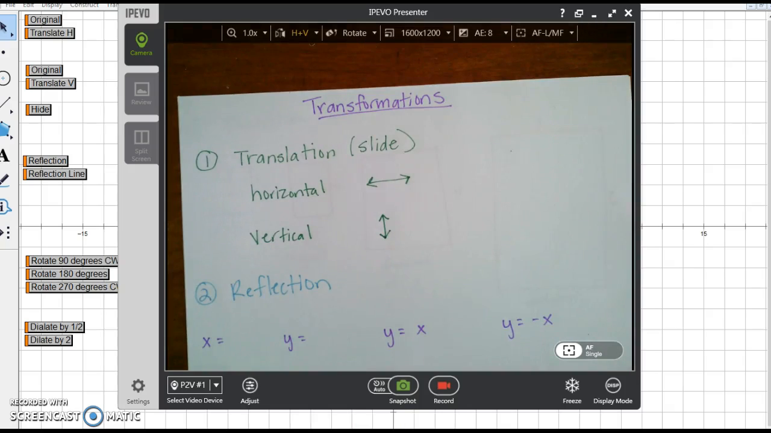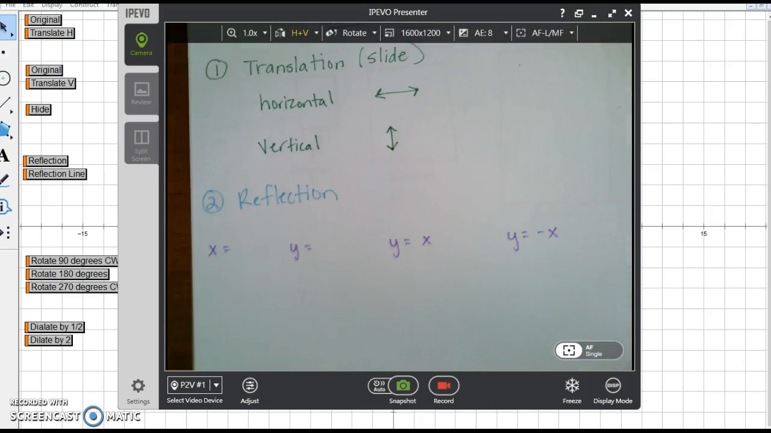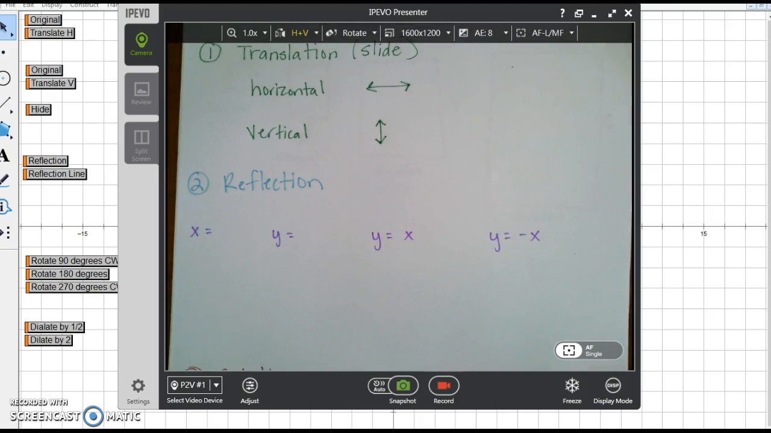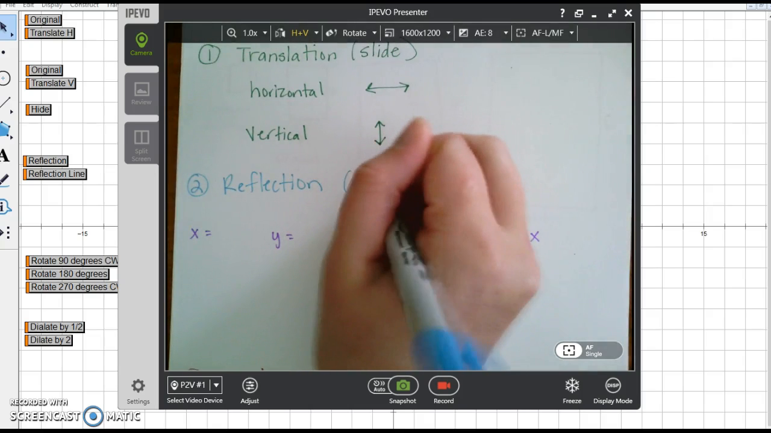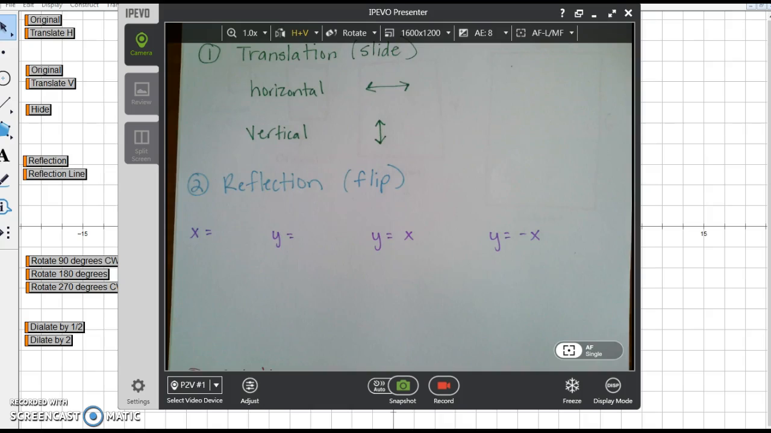Our next type of transformation is a reflection. And a reflection is the same thing as a flip. So when you reflect over something, you have to have something to flip over. That's usually a line. So we have different types of lines here.